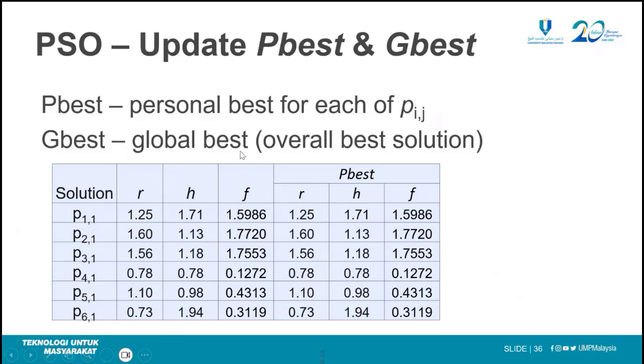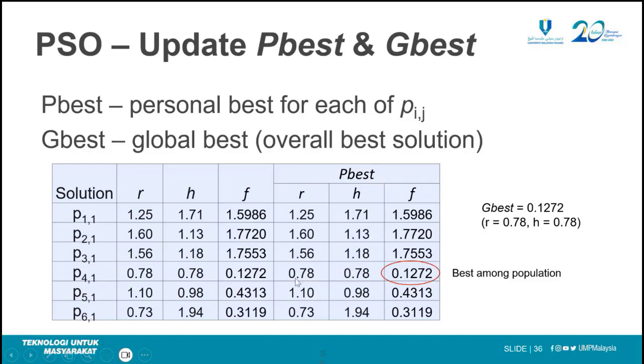And G best is the global best, which is the overall best solution. It will look at 0.1275, 1272, and R 0.78, H also 0.78. Remember, for P best and G best, they will keep the parameter values and also the fitness value.